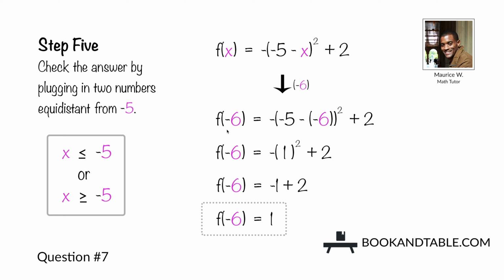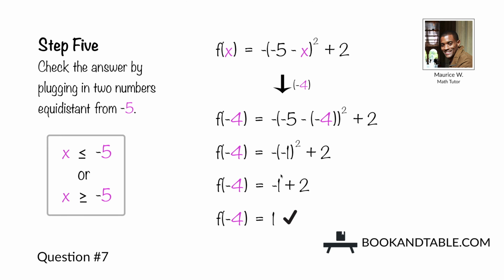And f of negative 6 is equal to negative 5 minus negative 6 would be negative 5 plus 6, which is positive 1. And positive 1 squared is 1. Negative 1 times 1 is negative 1. And negative 1 plus 2 would be equal to positive 1. So we find that f of negative 6 is equal to 1. So now we want to test f of negative 4 to see if that also equals positive 1.